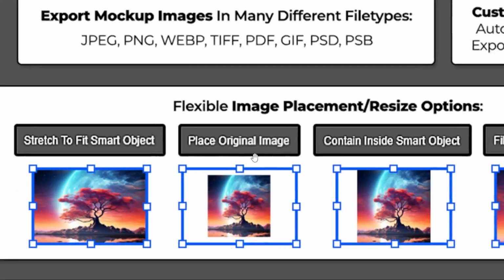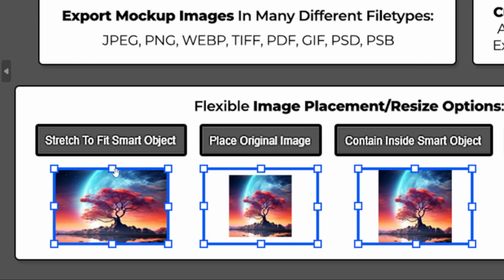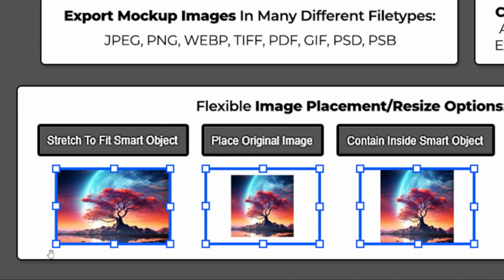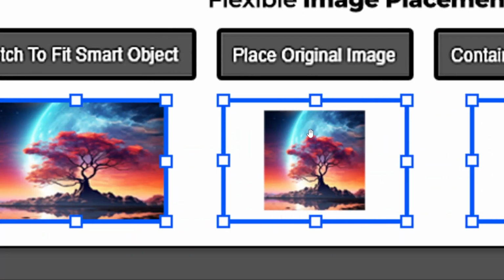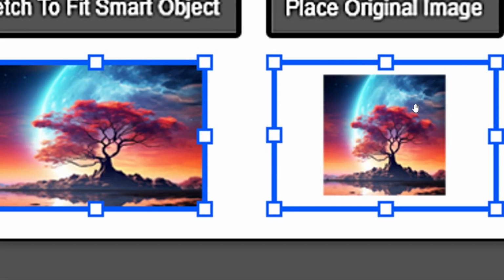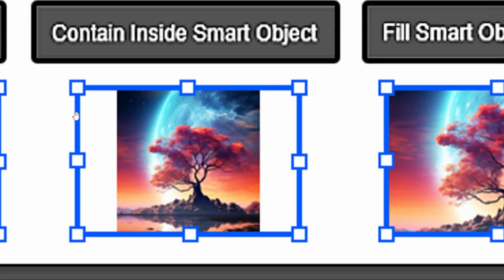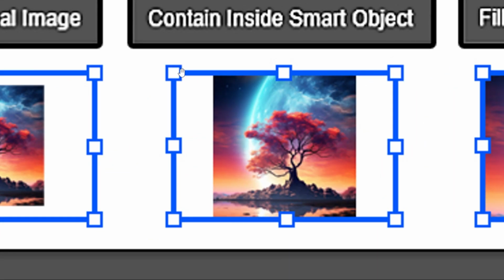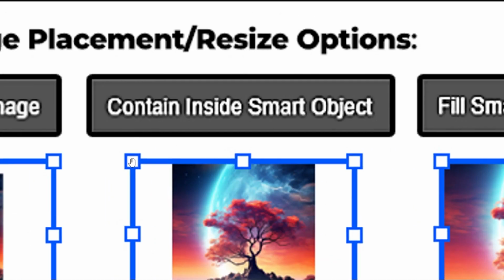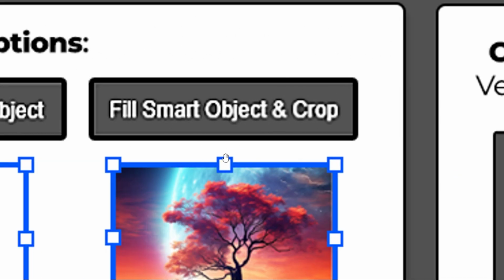So if you're doing stretch to fit smart object, there's going to be some distortion and stretching of the images, obviously. If you're doing place original image, it's really just going to drop the original image exactly as is. Contain inside smart object makes sense for what we're doing, where we don't want any distortion or squashing of the text images or the artwork images, but we also want to make sure that it's contained inside of the bounds of the smart object so it doesn't spill past it. So that's the one that we're going to be using here. Another option, which is common for print-on-demand workflows, would be fill smart object and crop.